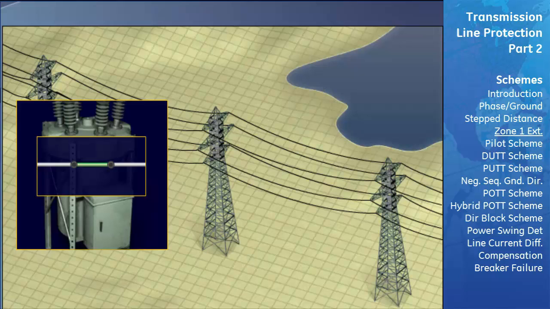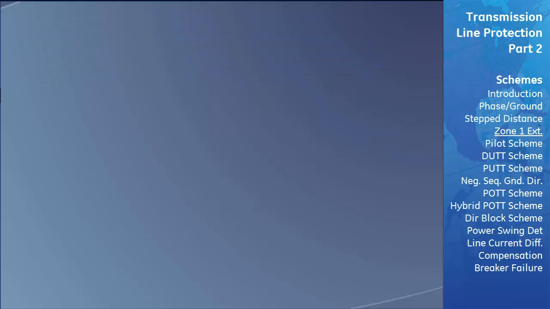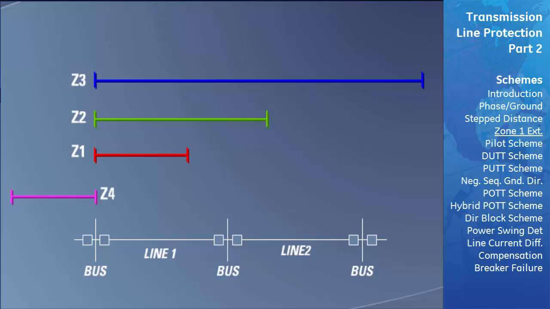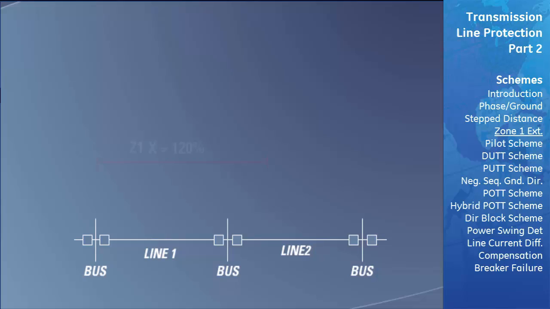As mentioned before, the Zone 1 extension scheme is like the stepped distance scheme where it has 4 zones of protection. The difference between the two schemes is that in the Zone 1 extension scheme, an additional Zone 1 impedance setting is set higher to overreach into the next adjacent transmission line. The impedance of this extended Zone 1, which is labeled Z1X, is usually set to the same impedance as the Zone 2 setting of 120% of the impedance of the entire transmission line.